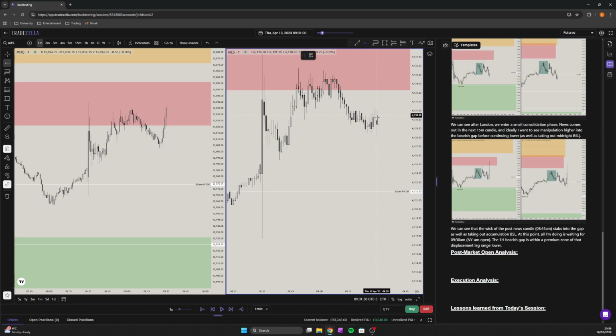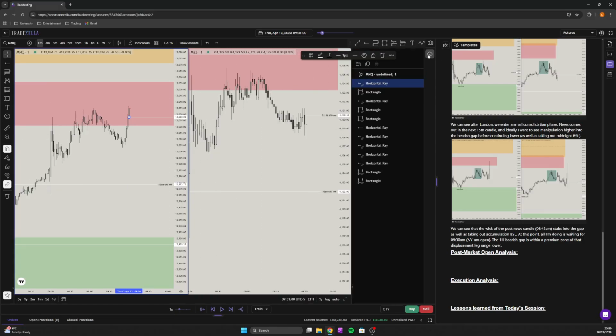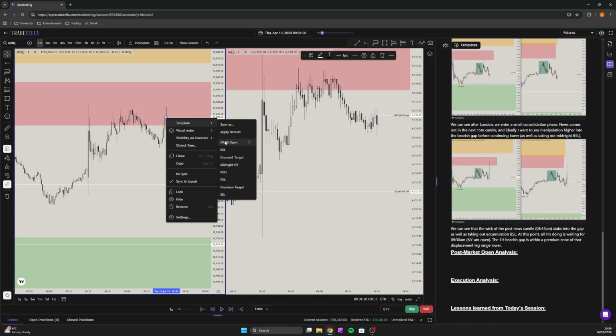Let's not waste any time. Let's actually just note that down. Bang, they open. Bang. They open. Oh shit. Bang, like they open. Right.